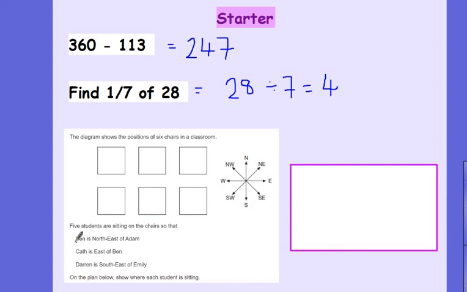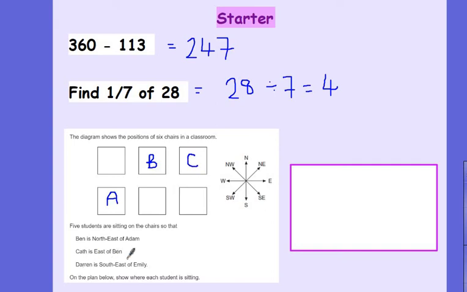It says in the first line, Ben is sitting northeast of Adam. Northeast is this diagonal upwards, so if we put Ben here and Adam here, Ben is sat northeast of Adam. It then says Kath is east of Ben. Where's east? East is across. Here's Ben, so Kath must be sat here.